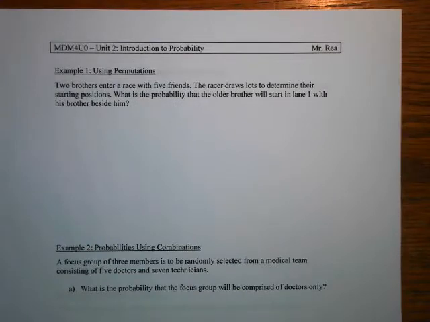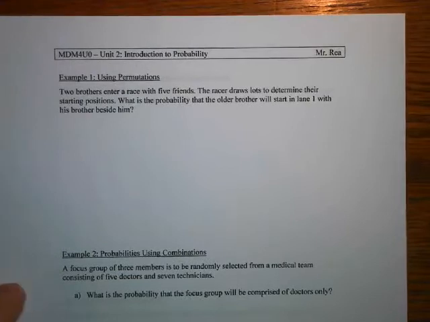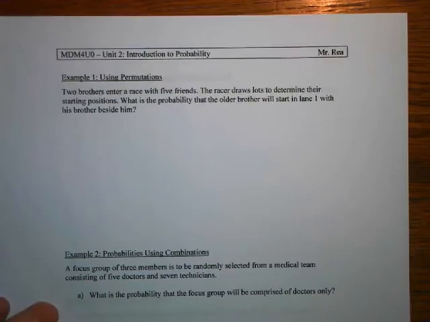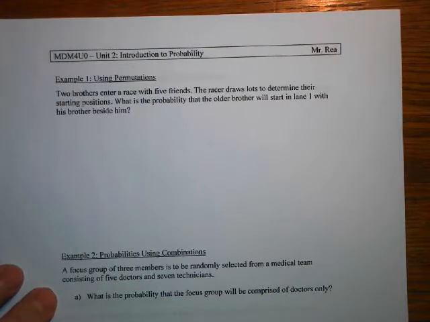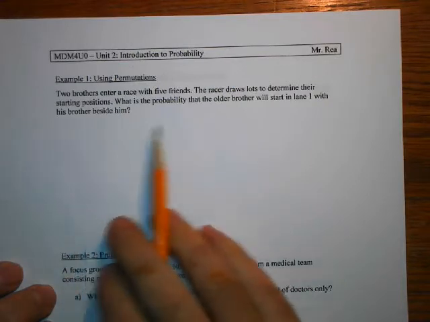All right, we're going to have, I believe, 5 questions for examples. Go through them, and hopefully that brings a pretty good understanding of this method of counting to calculate probabilities. So, first question: 2 brothers enter a race with 5 friends, so a total of 7 in the race. The racers draw lots to determine their starting position. Basically, each of them picks a number from 1 to 7, and that determines where they line up for the race, in lane 1 up to lane 7.